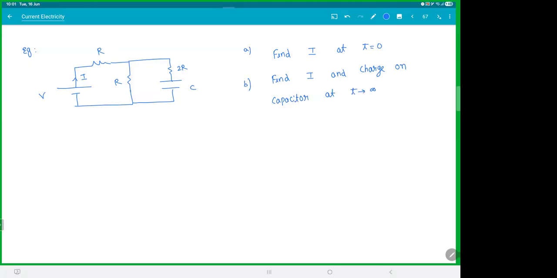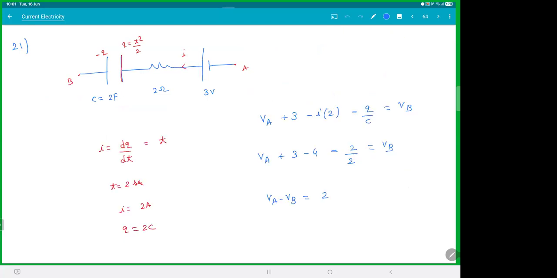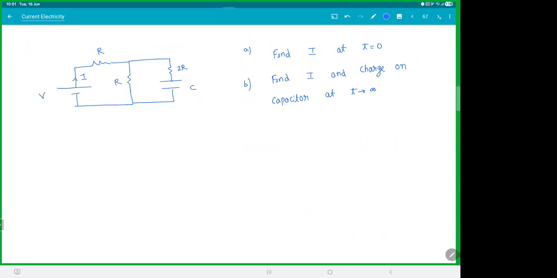You want to try? Give it a try. I'll show you, but try on whatever you understood. I think that would be good. I'll keep it as a question only. Try for 2 minutes and I'll show you. Remember at T0, you can replace the capacitor and make it a wire. So just replace the capacitor, put a wire. At T infinity, current won't flow through the capacitor. With that as a logic, try to figure out.